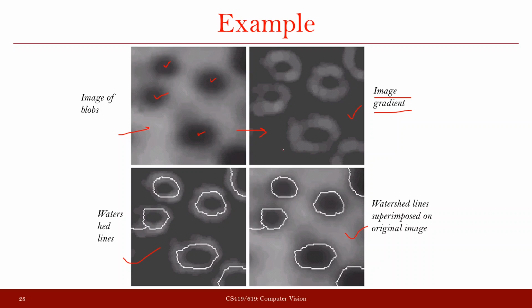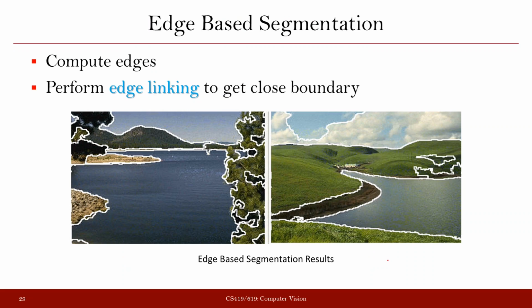These are the watershed lines actually obtained on the gradient image, and then when these lines are placed on the original image, we get this final segmentation. So the watershed lines here and here are the same. Only in the first image they are superimposed on the gradient image, and in the next they are superimposed on the original image.